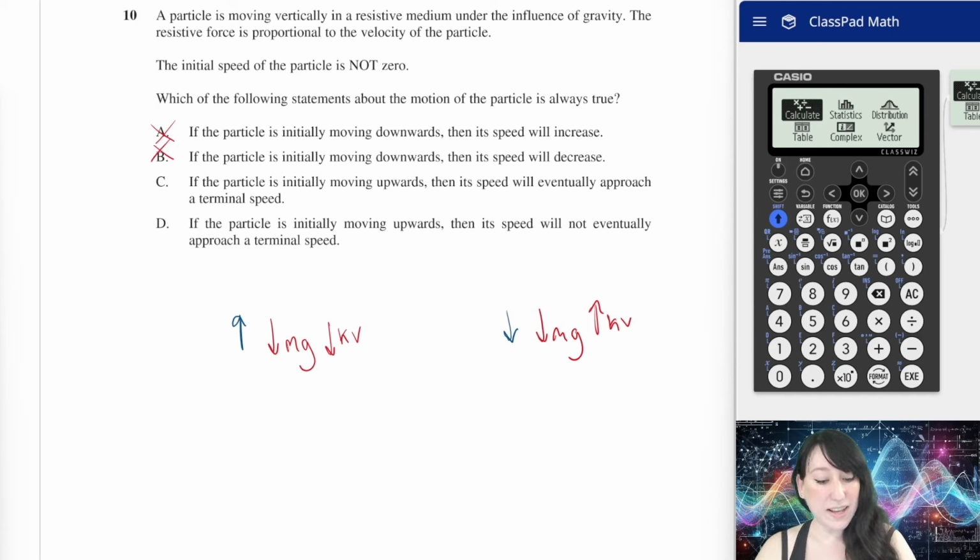So then option C is, if the particle is initially moving upwards, then its speed will eventually approach a terminal speed. And let's compare that to option D. If the particle is initially moving upwards, then its speed will not eventually approach a terminal speed. So if it is initially going upwards, then both the gravity and the resistive force will be acting in the opposite direction of its travel. So at some point, it will reach a speed of 0, and then it will start coming back down. Since that change of direction means it will reach a speed of 0, we know that initially mg is stronger than kv. So it will accelerate downward until mg and kv are equal, at which point it will reach a terminal speed. So option C is the right one.